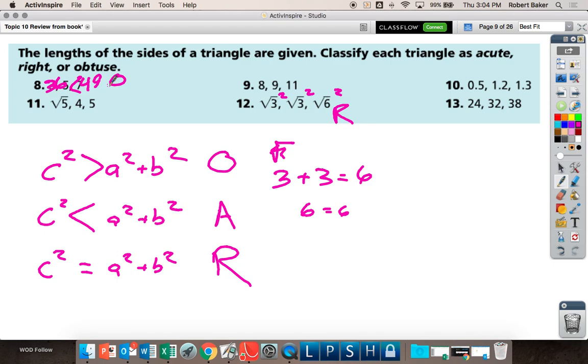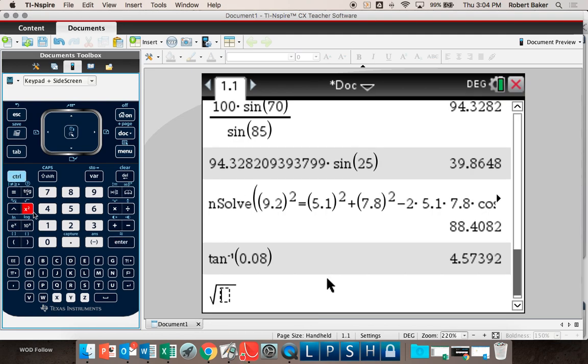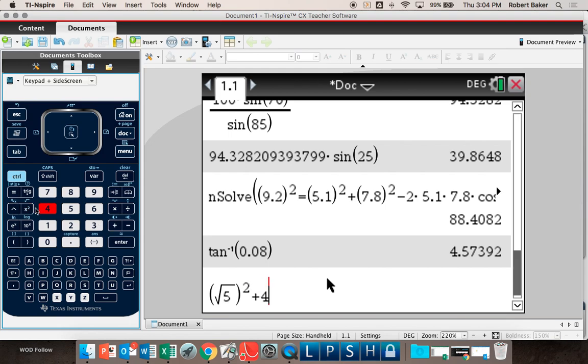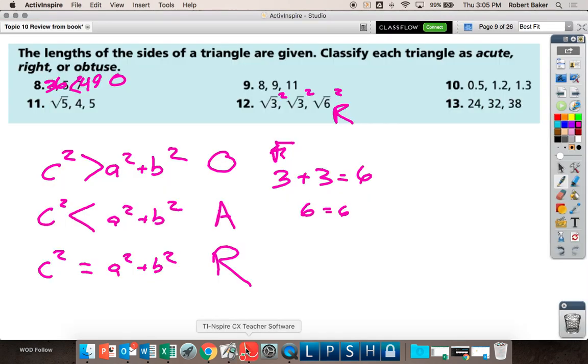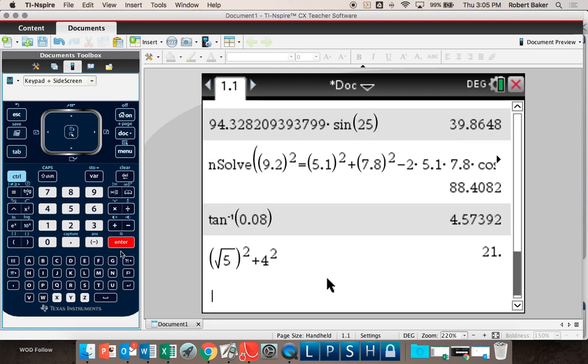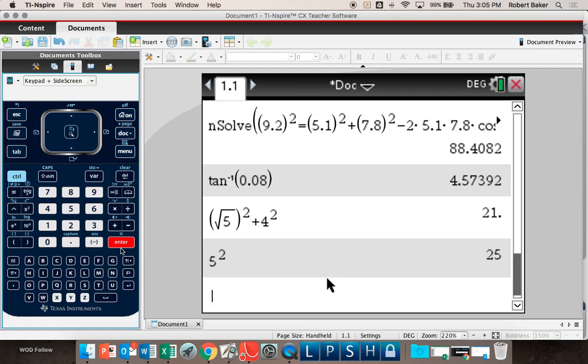You want to see another one, or you think you got it? I like to use my calculator in this scenario. The square root of 5 squared plus 4 squared. Is that right? Yes. Well, C squared's bigger, so that's an obtuse triangle.